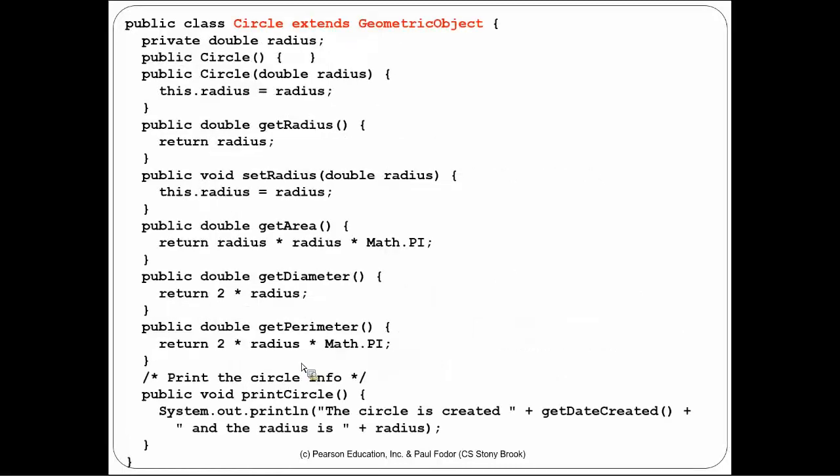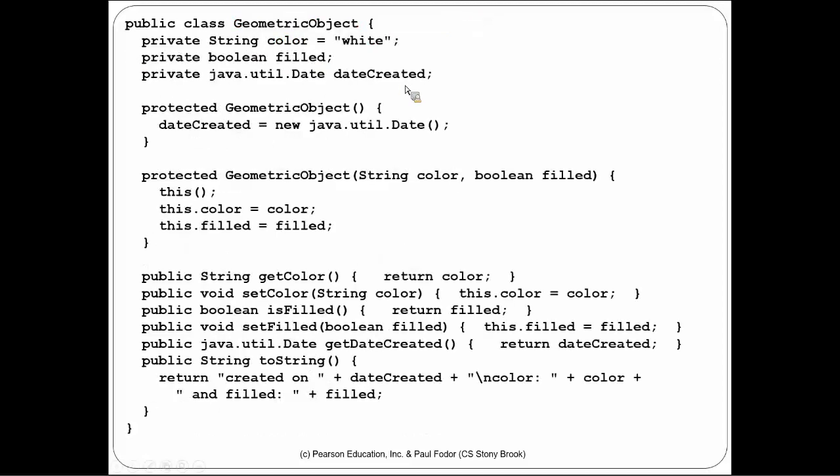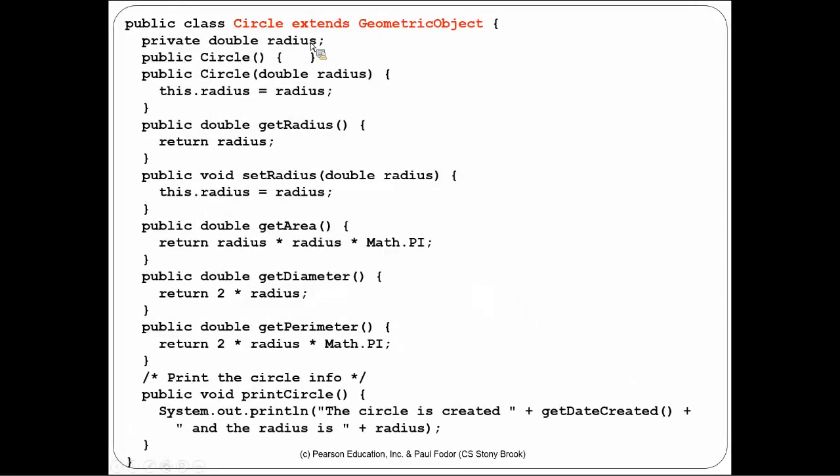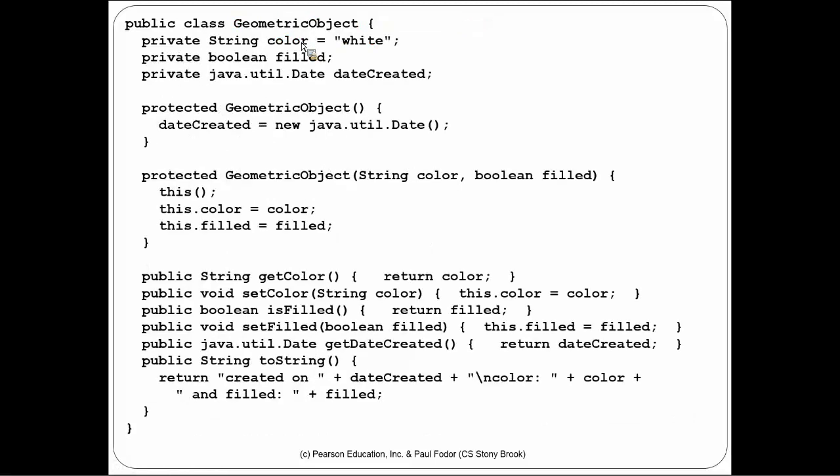They are called subclasses of geometric object. The class circle extends geometric object with additional methods and additional data fields. So it adds to the ones that were defined in the superclass, color, field and date created, the private data field radius. In addition to that, it defines two constructors, a constructor that creates a default circle. This circle will have a data field radius equal to zero, but it will also have the three data fields, color equal to white, field equal to false, and date created by the constructor of geometric object that creates an object of the current date.